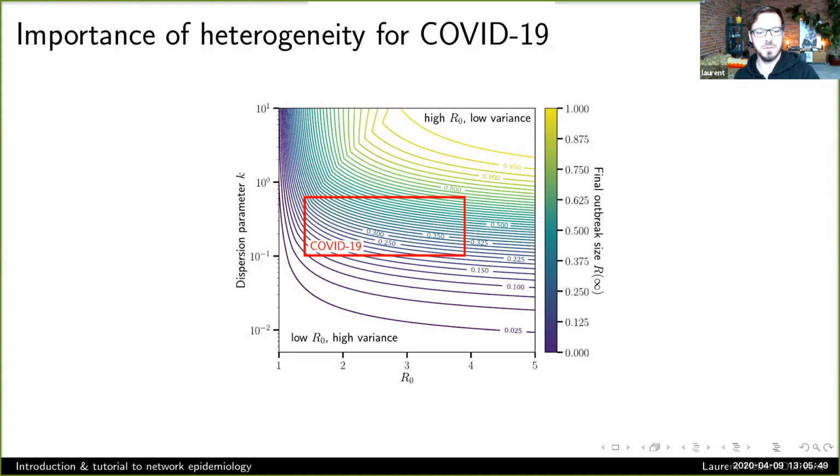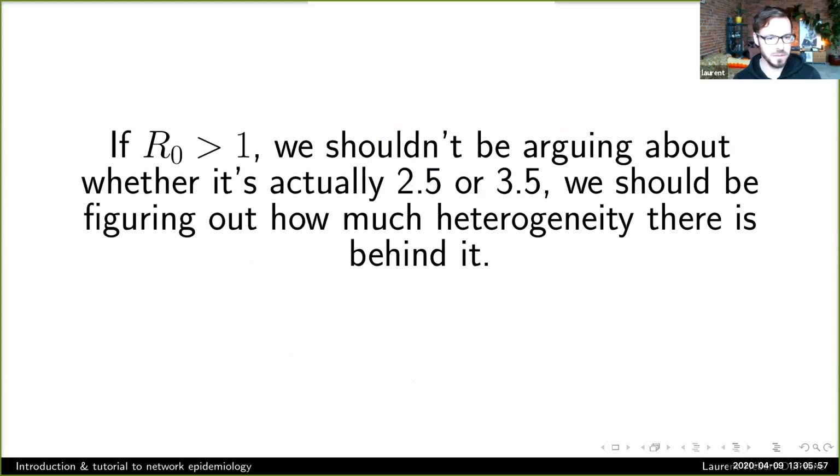So diseases with the same R naught but higher variance are much easier to control. And that's why I think when we debate around emerging epidemics, it's really important to not just think about R naught. R naught is great. It's an average, it's a number, easy to understand. If it's greater than 1, okay, we need to look at this more carefully. But it doesn't matter that much whether it's 2.5 or 3.5.